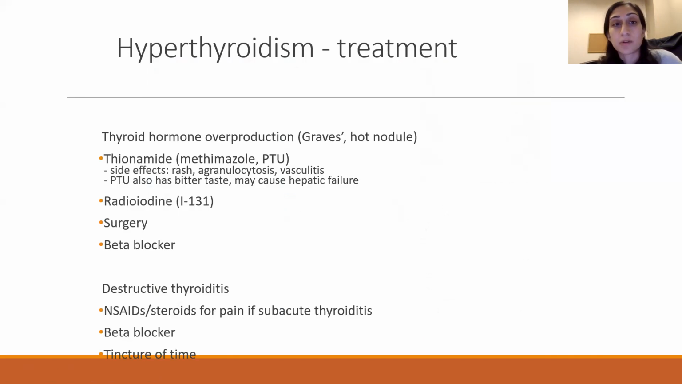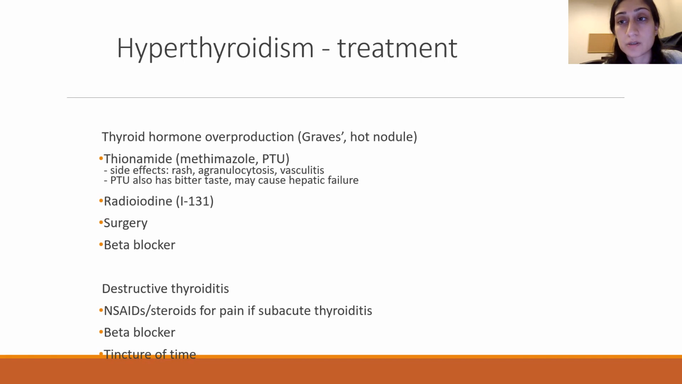So how do you treat hyperthyroidism? It does depend on the cause, but for both Graves and hot nodules, you basically have similar treatment options. In Graves and hot nodules, it's a problem with overproduction of the thyroid hormone. So you can do medications. You can put patients on methimazole or PTU, and that will help to bring down their thyroid levels.